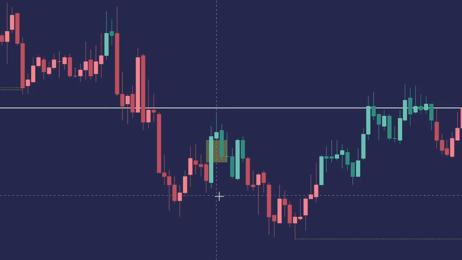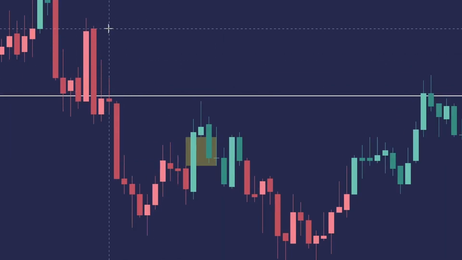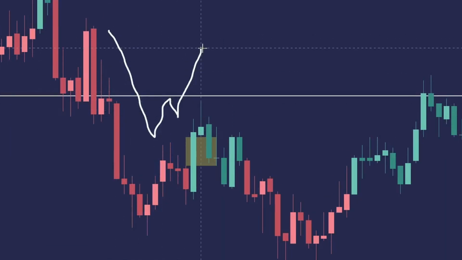But the reason this shouldn't be considered for a long entry is because we are still below sell side liquidity. So if price did something more like this, create a swing high, MSS above, and then back down to a fair value gap, that would have been more of an ideal setup.